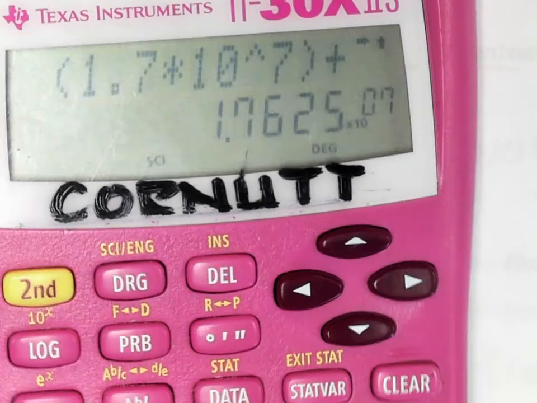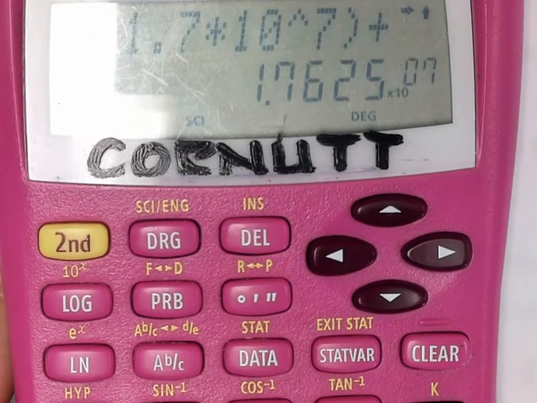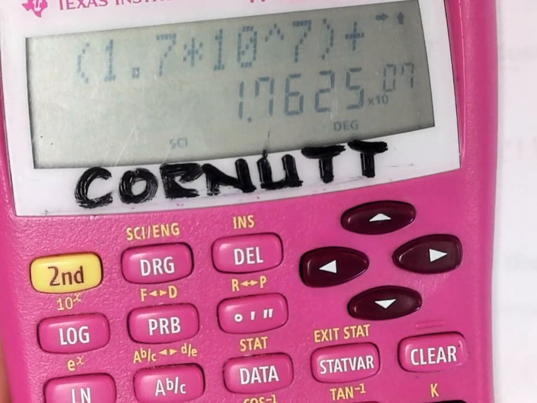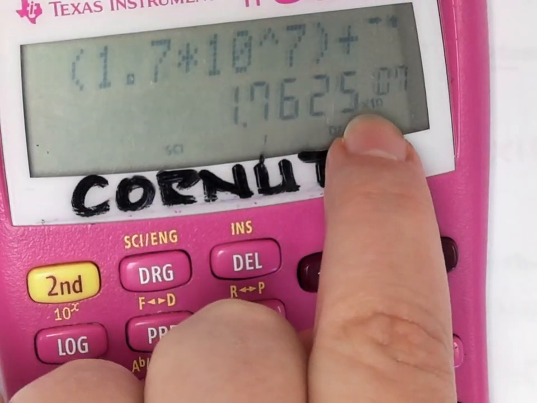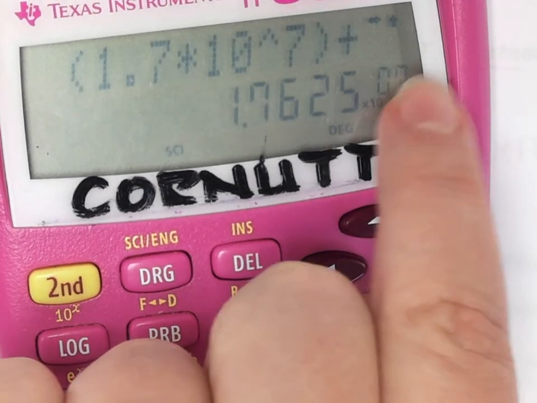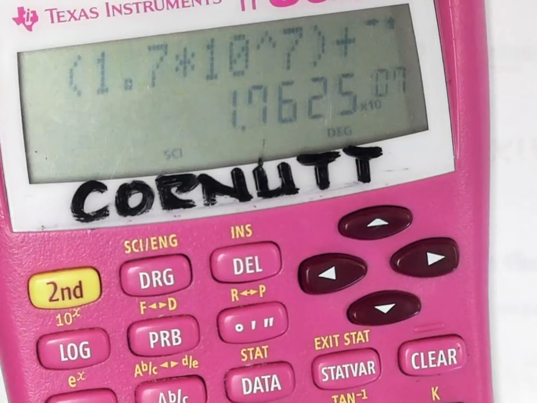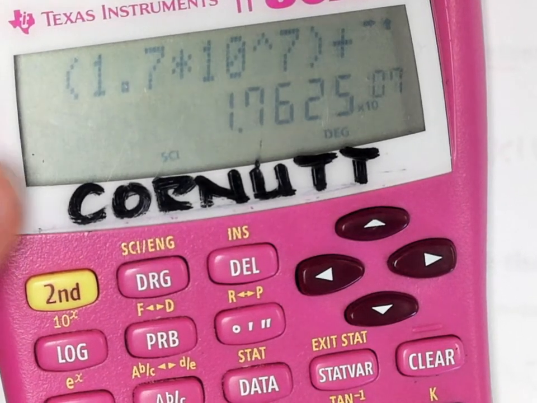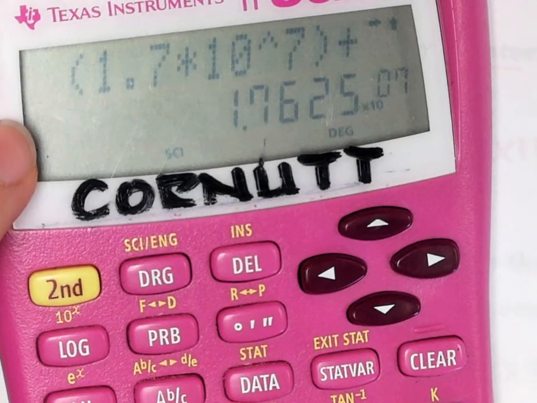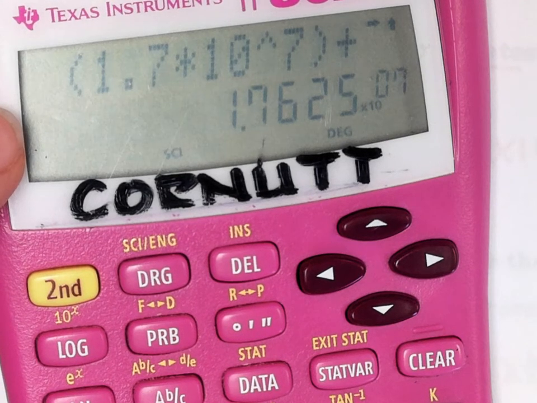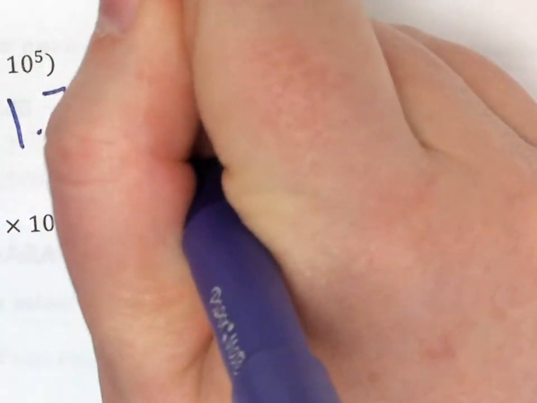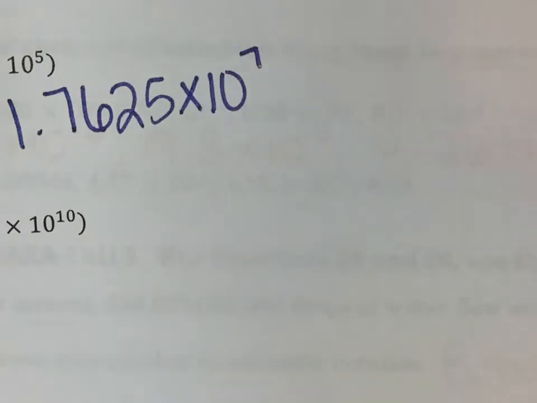Enter. Guys, look, it's in scientific notation. 1.7625, and y'all see that tiny little times 10? It's little bitty. And it's to the 7th power. Make sure you guys are able to get this on your calculator. Make sure you know how to put your calculator in scientific notation. So, 1.7625 times 10 to the 7th power.